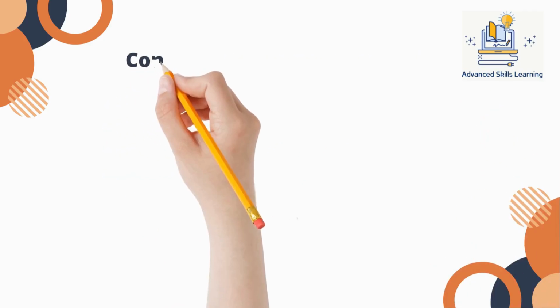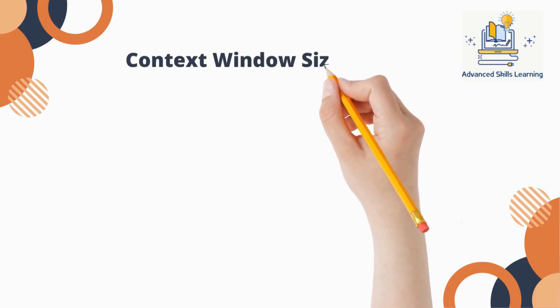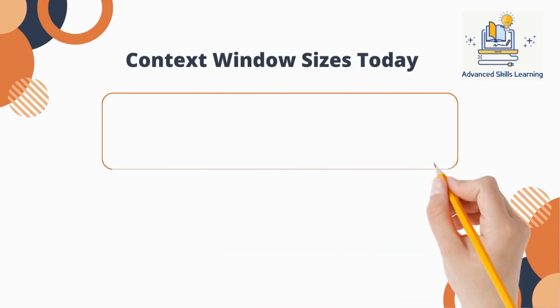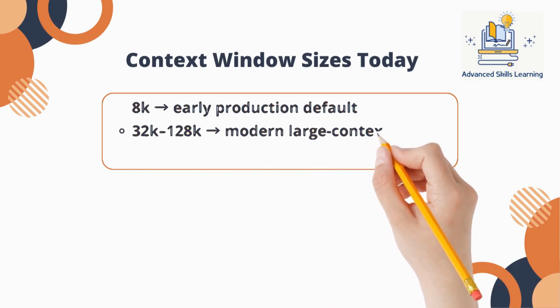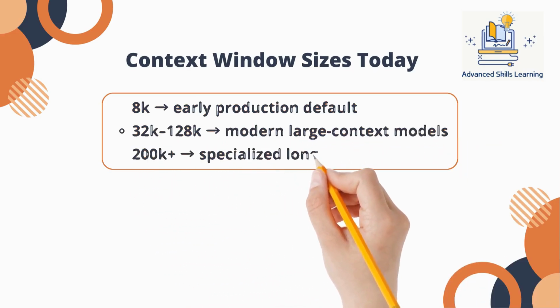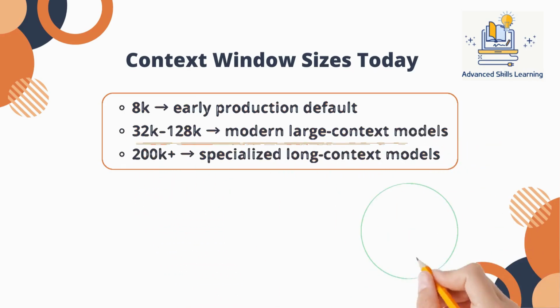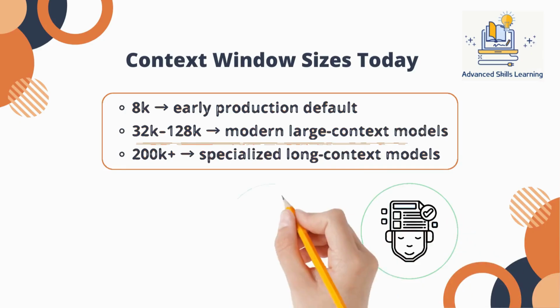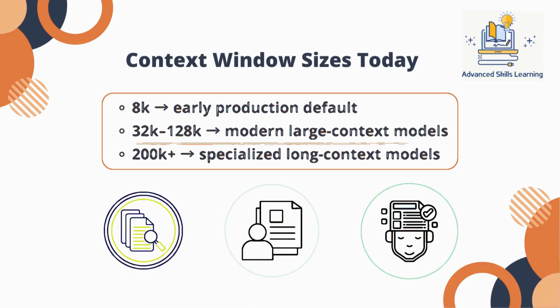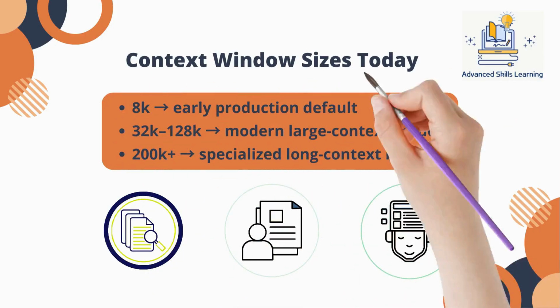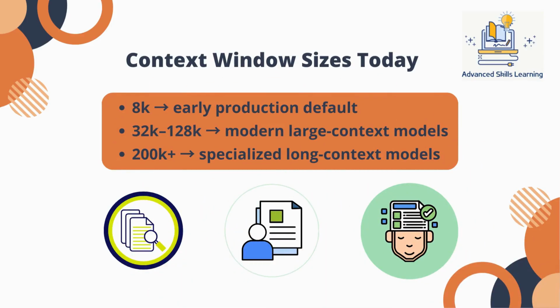Today, context window sizes vary widely. Early production models supported around 8,000 tokens. Modern models commonly support 32,000 or 128,000 tokens. Some specialized models even go beyond that. On paper, this looks like a massive upgrade in capability. But here's the critical question. Just because the model can see more text, does it actually use that text effectively?